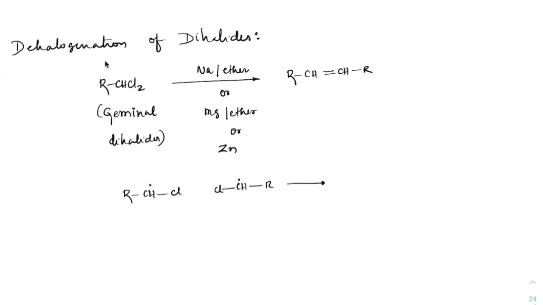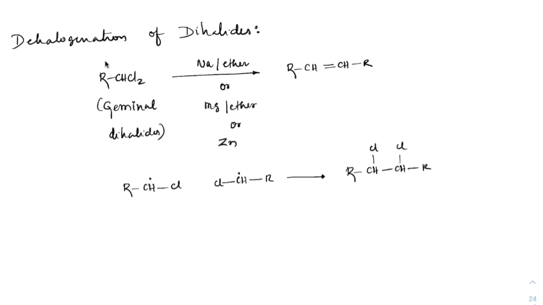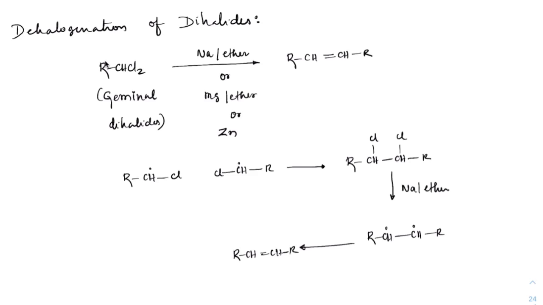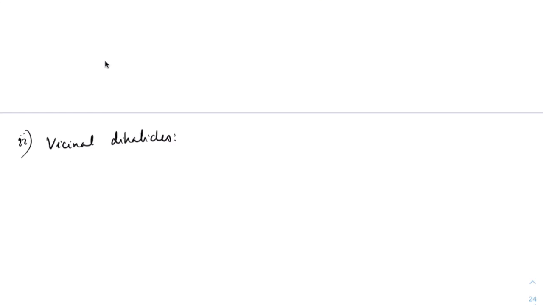First, these two will try to terminate. So we'll get RCHCl-CHClR. Got it? And again with sodium and ether it would happen. Second time also radical termination will happen because at both places there is radical forming. They'll terminate to form RCH double bond CHR. That's how you will get the product. Also known as vicinal dihalides. So we'll see RCHCl-CHClR.